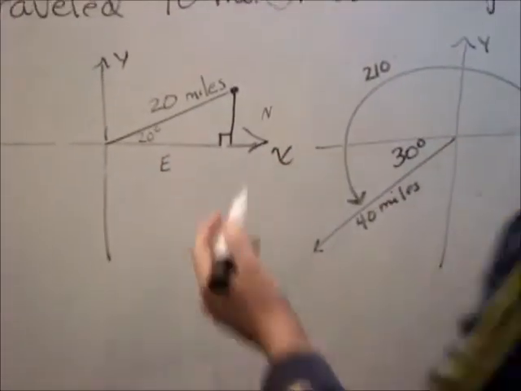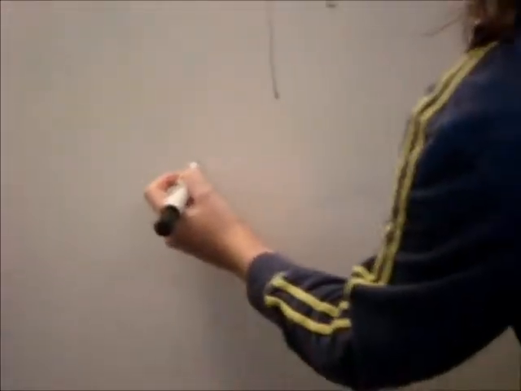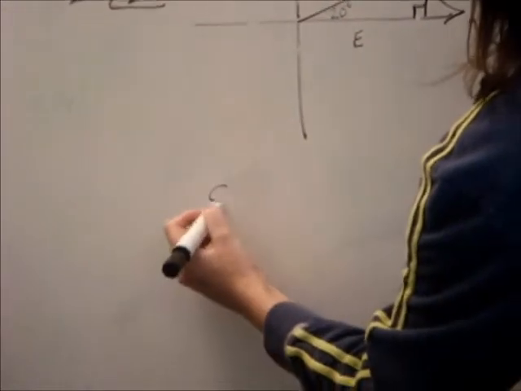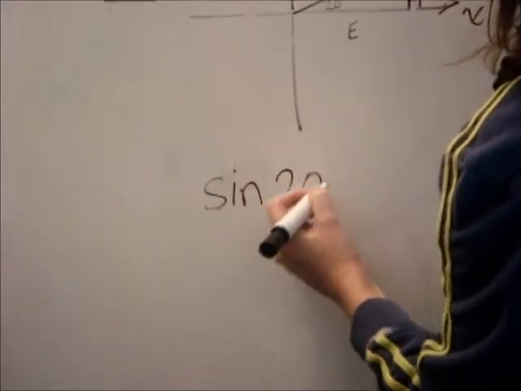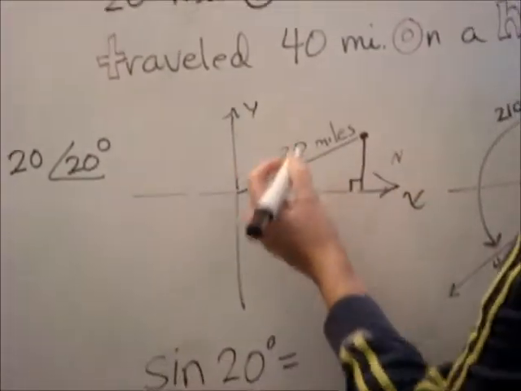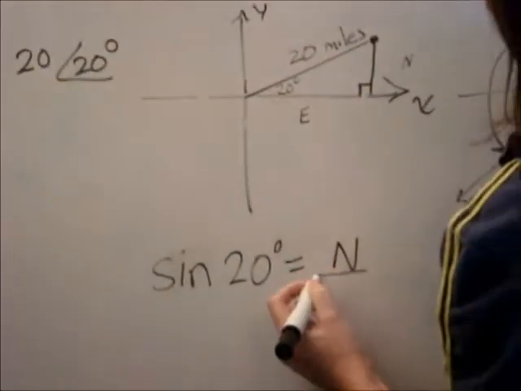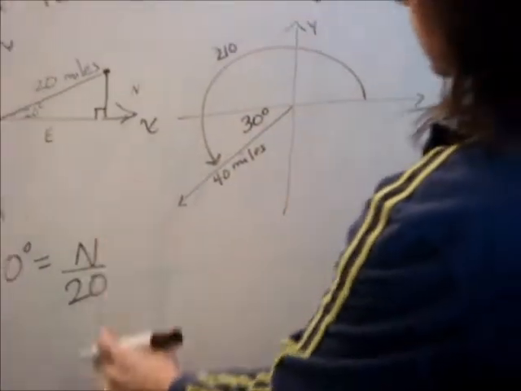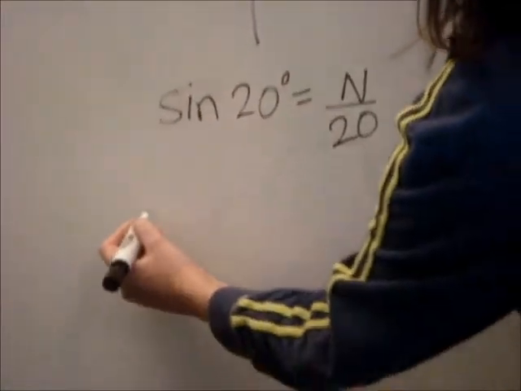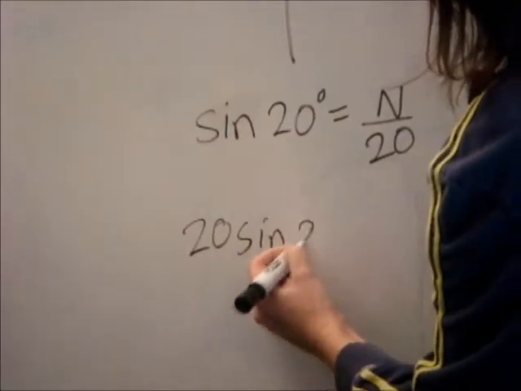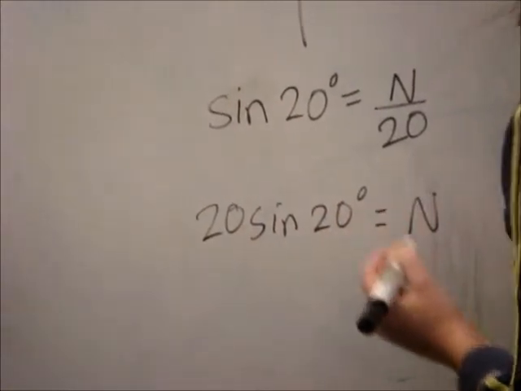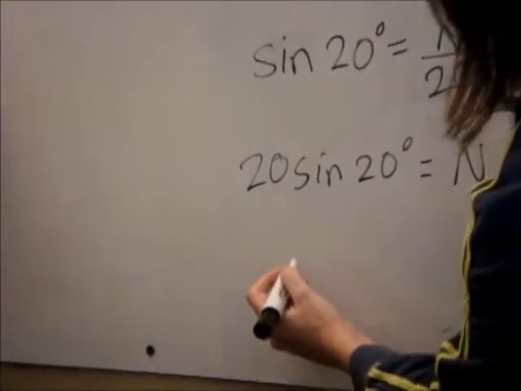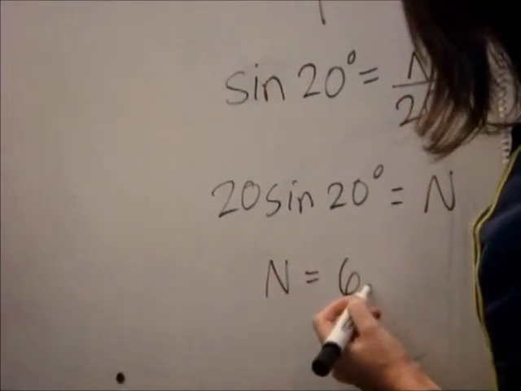So let's start with this one. If we're going to find our north, we'll use the sine of 20 degrees, which equals opposite over hypotenuse. So it's n over 20. Then 20 sine of 20 degrees equals n. You put everything into your calculator, and we get north equals, rounded to two places, 6.8.